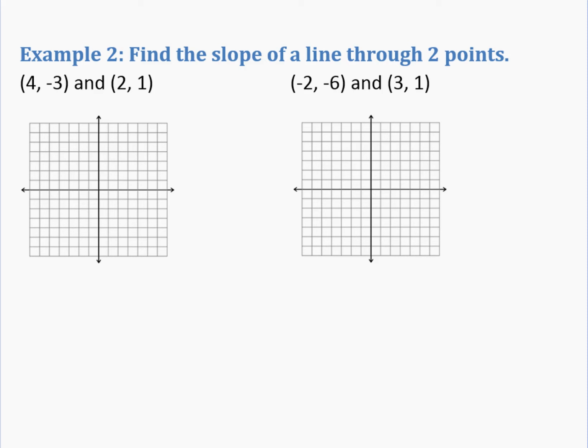Okay, find the slope of the lines through the 2 points. So we have 4, negative 3, and 2, 1. So let's graph 4, negative 3. 1, 2, 3, 4, down 3. There's 4, negative 3, and the point 2, 1 is here.